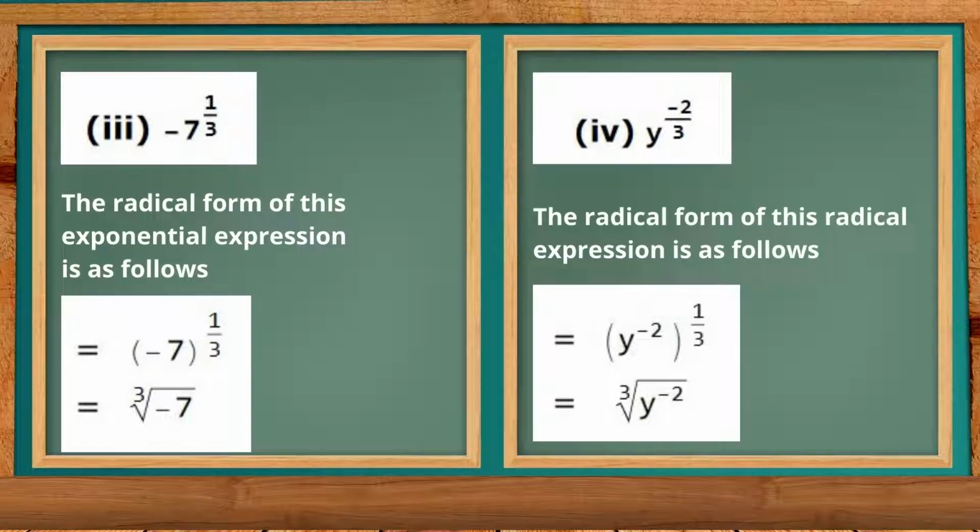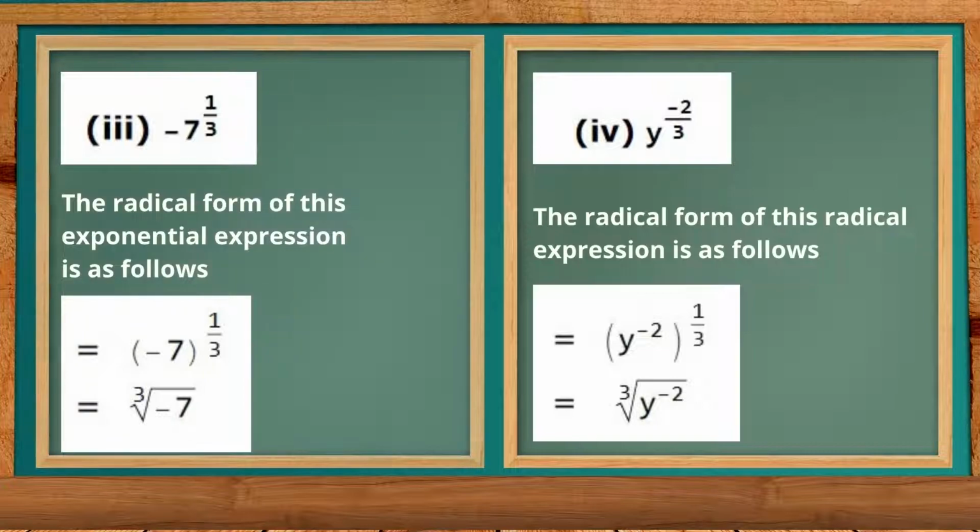Question number 4 is y to the power minus 2 over 3. Now we have to convert this exponential form into the radical form. First we will separate the power. For this we will take y to the power minus 2 inside the round brackets and keep the power of 1 over 3 outside the brackets. Now it is in the right form to be written in radical notation. Now the answer would be the cube root of y to the power of minus 2.